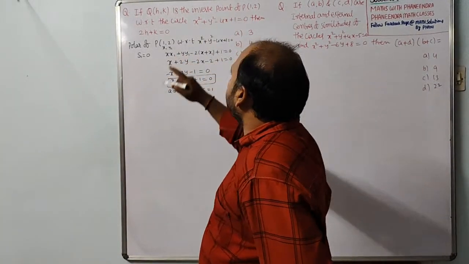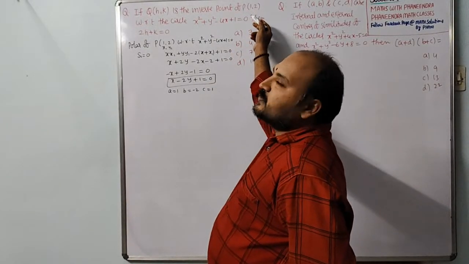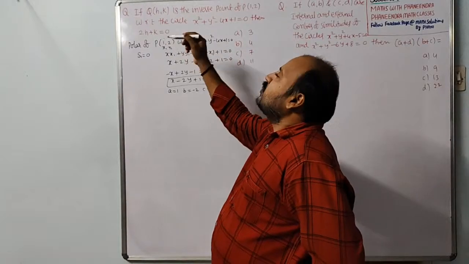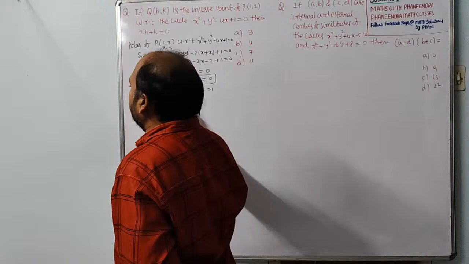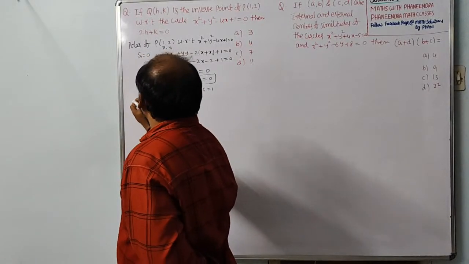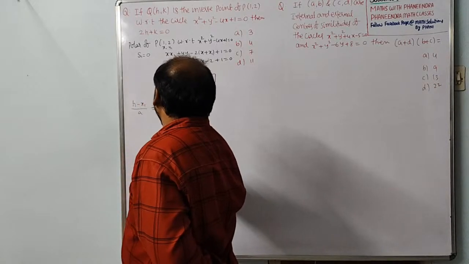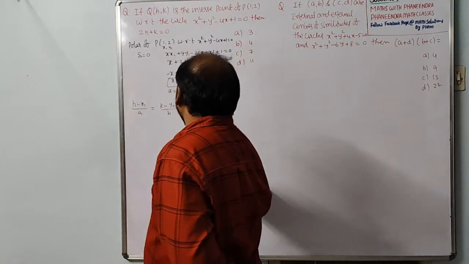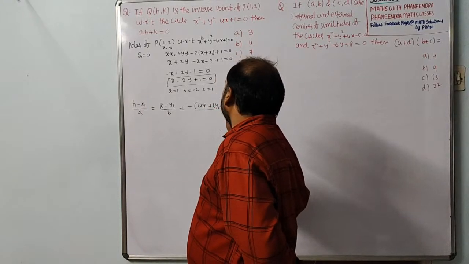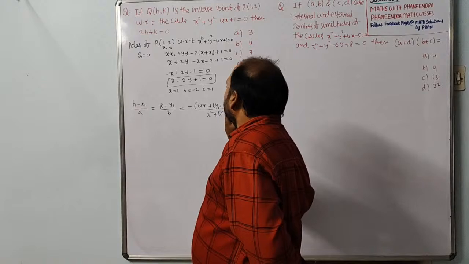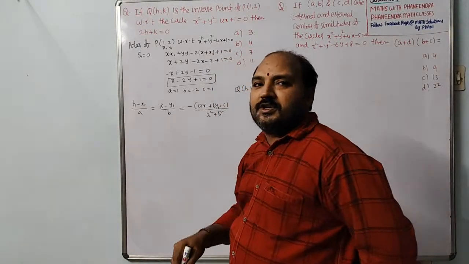So P of 1 comma 2 is there. Whenever P of 1 comma 2 is one of the inverse points, to get the other inverse point, you can find the foot of the perpendicular from this point to this polar equation. So the foot of perpendicular formula: h minus x1 by a equal to k minus y1 by b equal to minus of ax1 plus by1 plus c by a square plus b square. So what is Q here? Q of h comma k be the other inverse point.